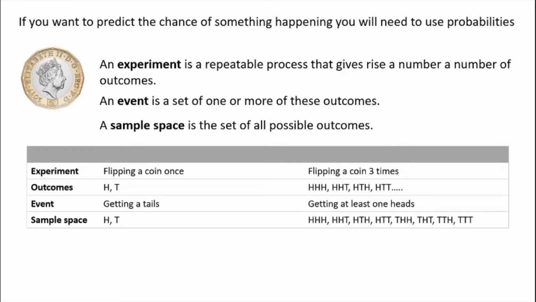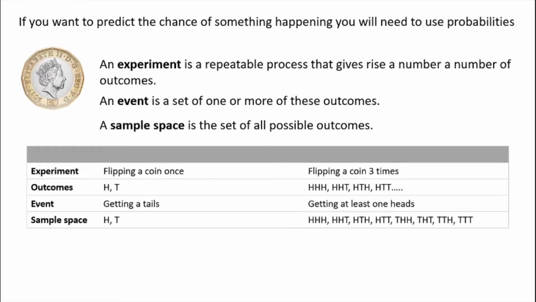Okay, rolling a dice, another standard probability scenario. The experiment is rolling the dice once. The outcomes are 1, 2, 3, 4, 5, or 6. An event, we also have quite a few options for events here. It might be rolling an even number. It might be rolling a prime number, rolling a multiple of 3, rolling a factor of 12. We can get creative with these events.